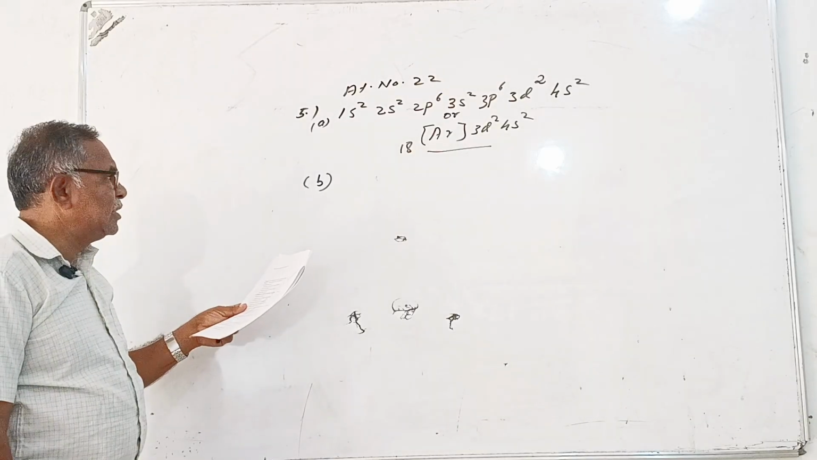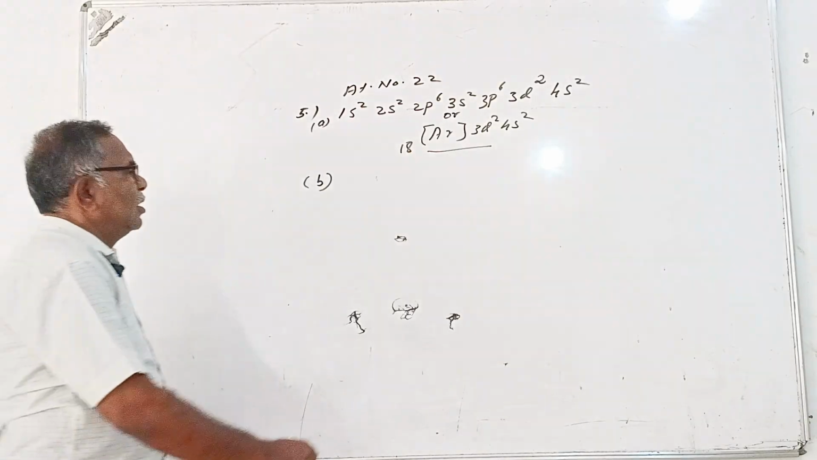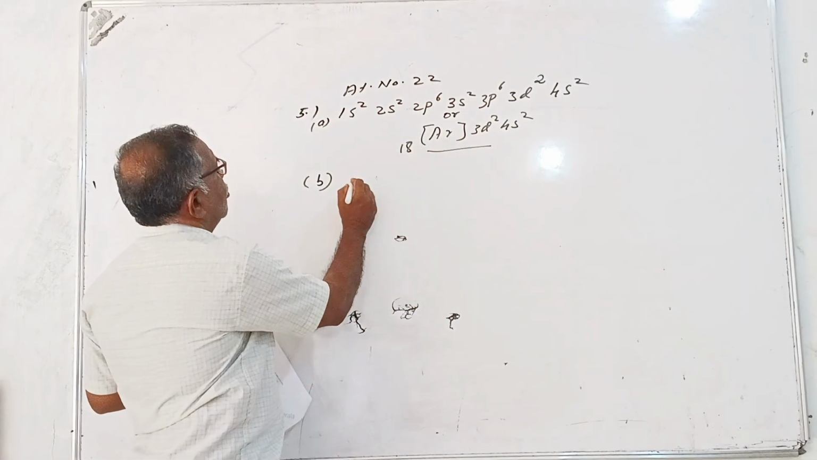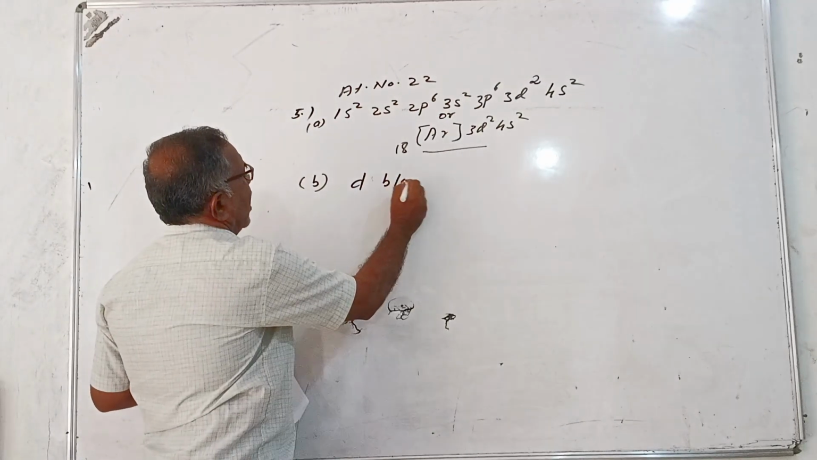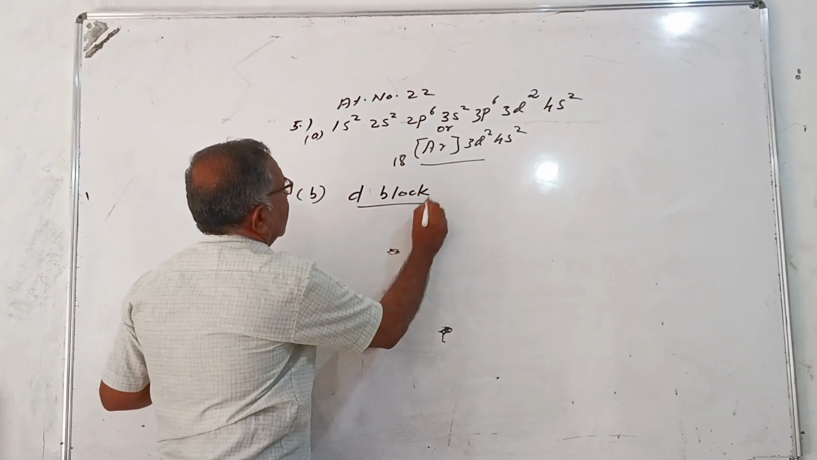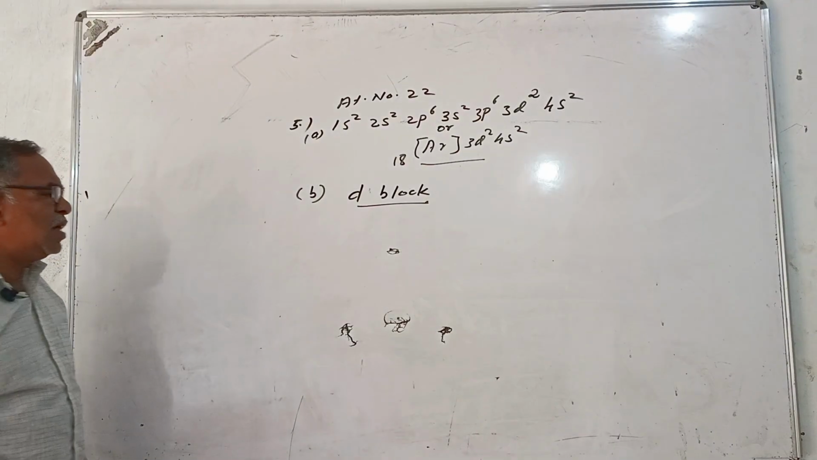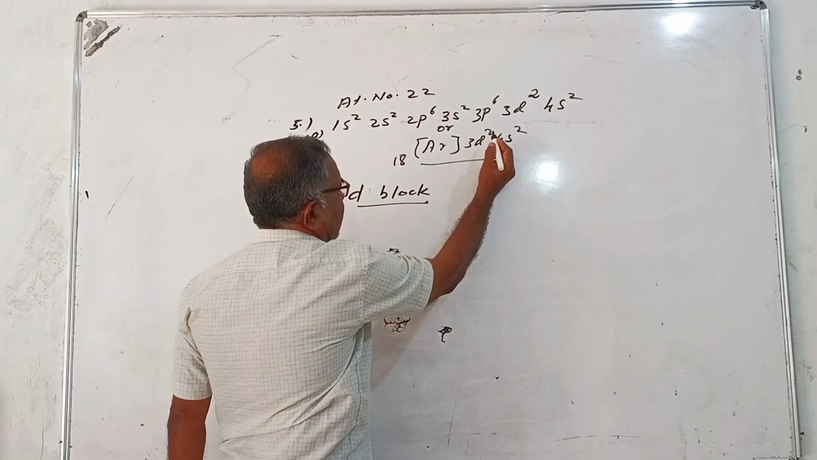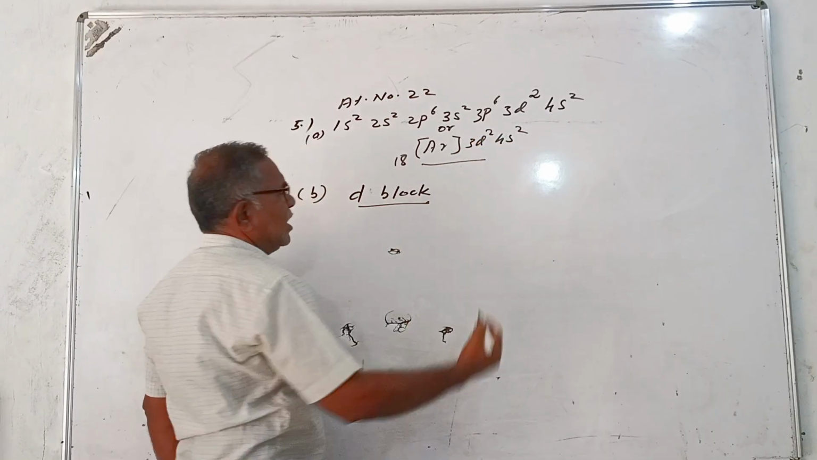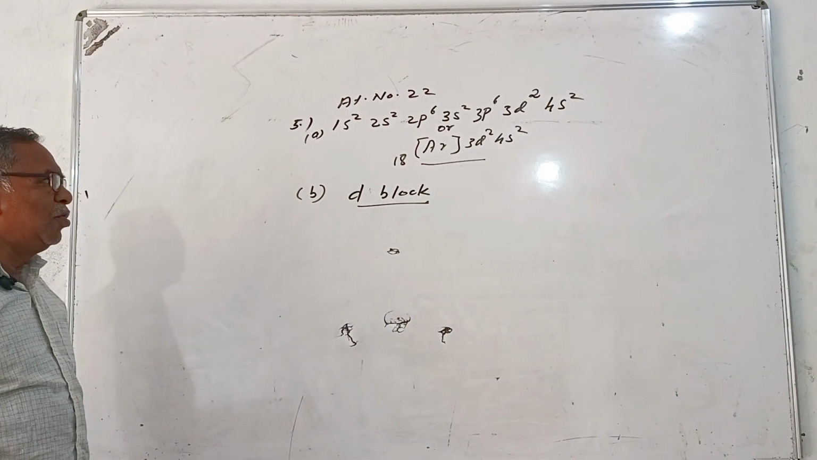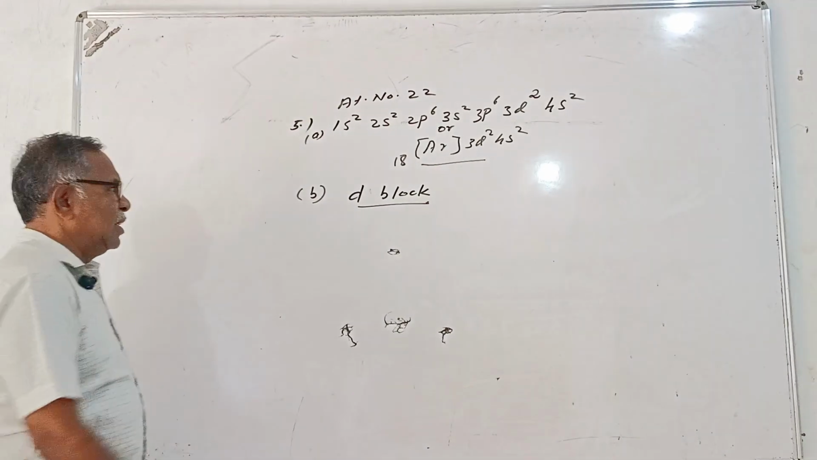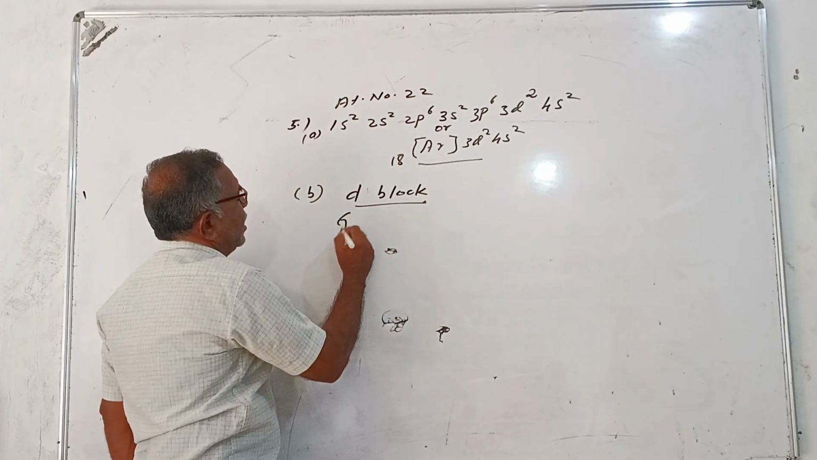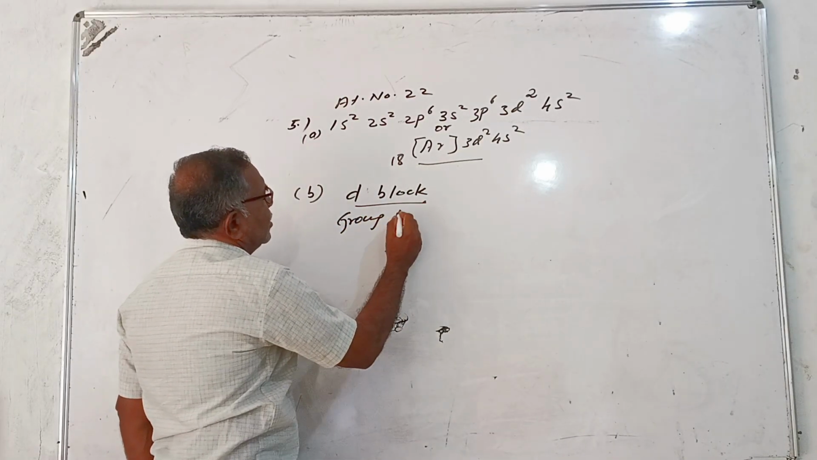Which group does it belong to? Since the last electron is filled in the d subshell, it belongs to the d block elements. To find the group of d block elements, you have to add the electrons of the 4s and 3d subshells. Since it has 4s2 and 3d2, the group of this element is fourth.